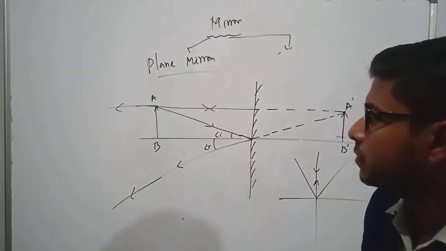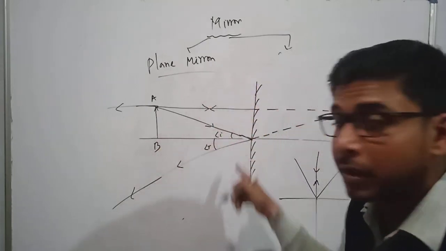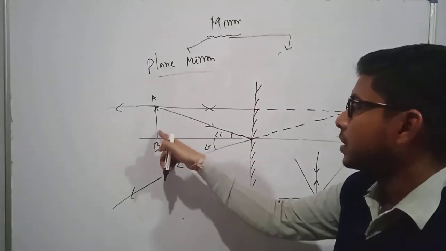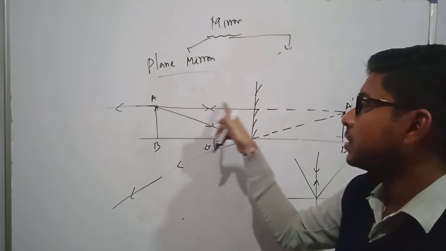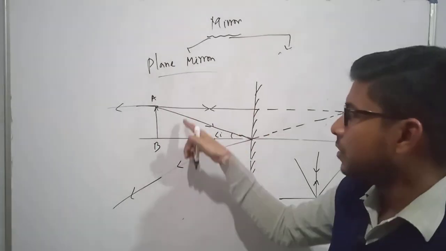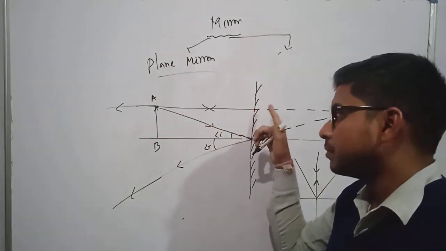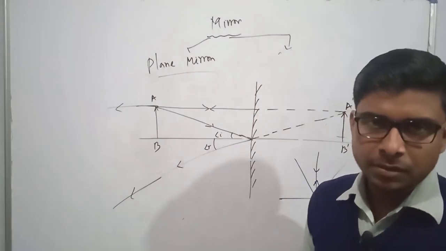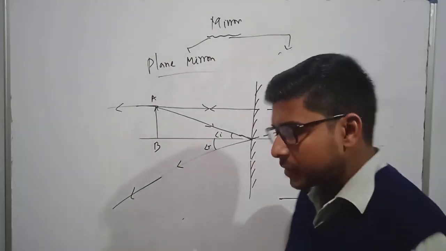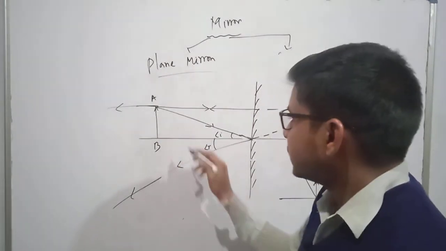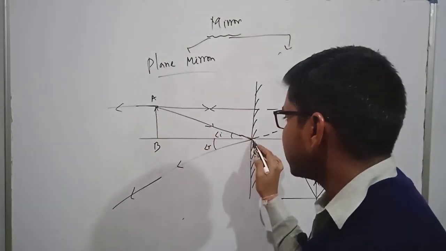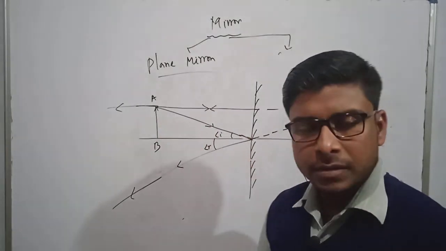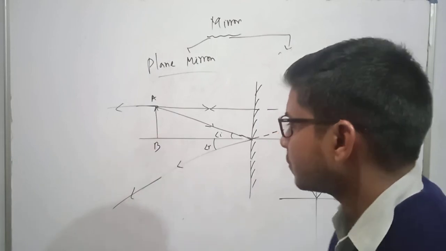First, we will draw a mirror. After that we will put an object here. Then one light ray will go, that is the normal incidence. It will go in this direction and bounce back in the same direction, reflecting normally. Second, the light ray will fall here, and according to the laws of reflection, it will reflect in the same direction, and this will go somewhere.